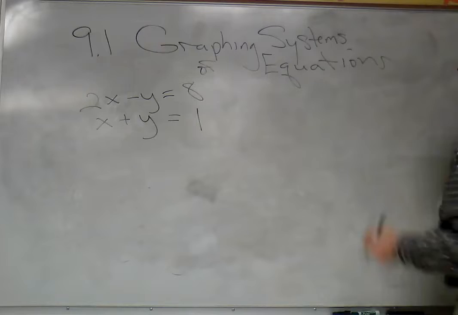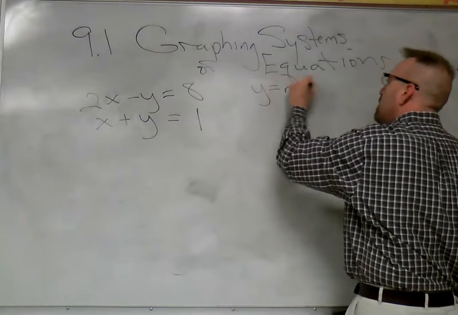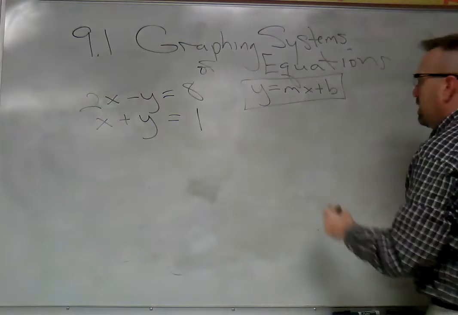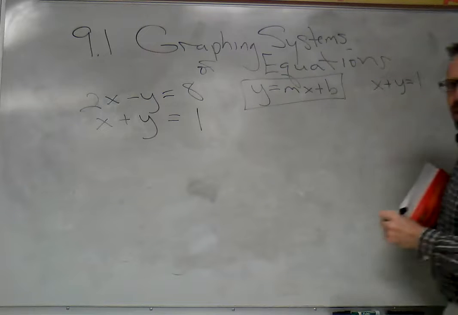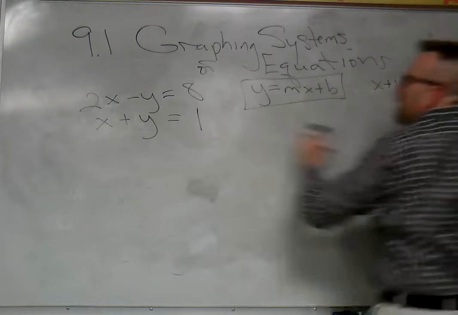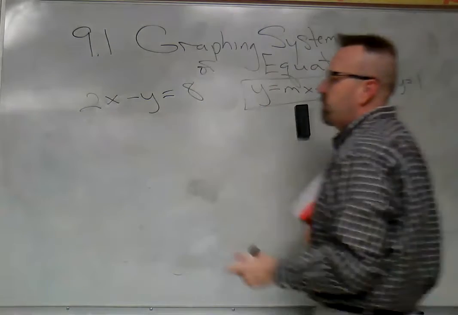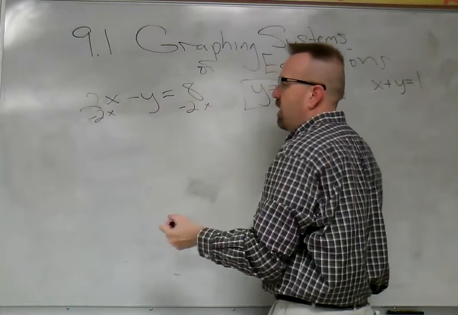So that's why we're going to show you other methods as well, because graphing does not always help us the most. Okay, in order to graph, we want to go back to slope-intercept form. So y equals mx plus b. So 2 equations. We want to solve both of them for y. So we want to move x across by doing the opposite.